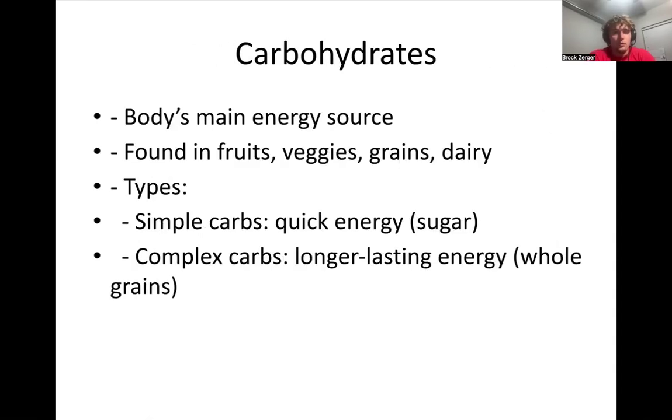Starting with carbohydrates, it is the body's main energy source. This is found in fruits, veggies, grains, dairy, potatoes, and bread, for example. There are two types of carbs. There are simple carbs, which are quick energy, for example a fruit snack or a Rice Krispie treat. Those are examples of quick energy carbs. And then there are complex carbs, which are your longer-lasting energy, your whole grains, like whole wheat breads, potatoes, rice, all things of that nature.